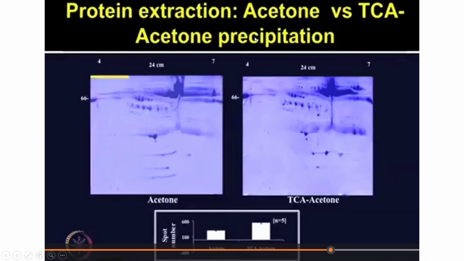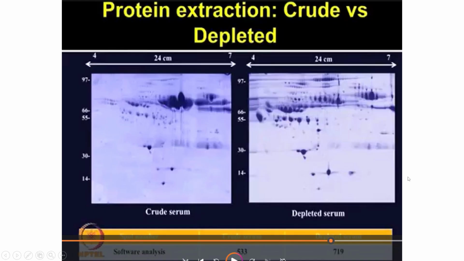So protein extraction, depending upon acetone versus TCA acetone precipitation. That gave a higher number of spots, TCA acetone compared to just acetone. So you can compare methods and check which method is most suitable. Similarly, crude serum or depleted serum.